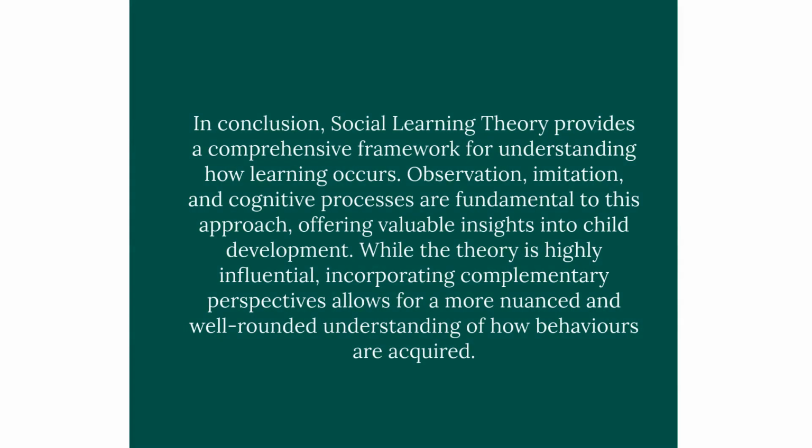In conclusion, social learning theory provides a comprehensive framework for understanding how learning occurs. Observation, imitation, and cognitive processes are fundamental to this approach, offering valuable insights into child development. While the theory is highly influential, incorporating complementary perspectives allows for a more nuanced and well-rounded understanding of how behaviors are acquired.